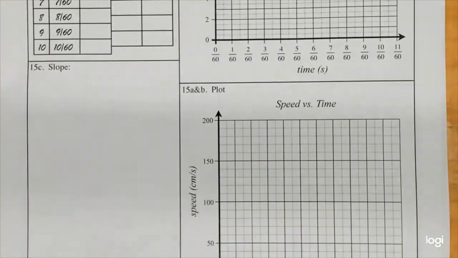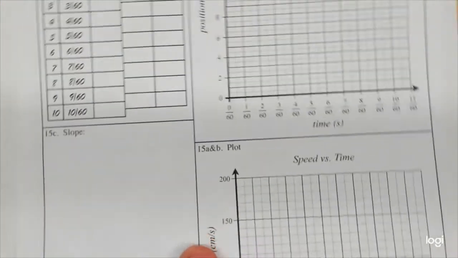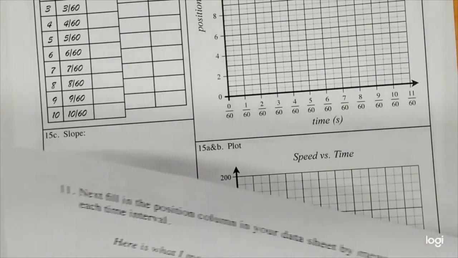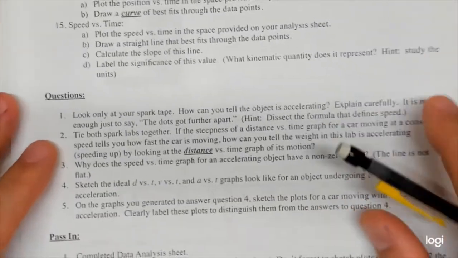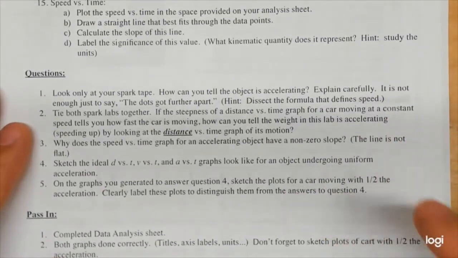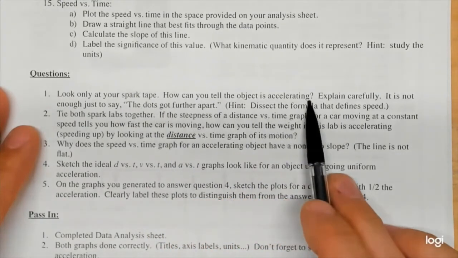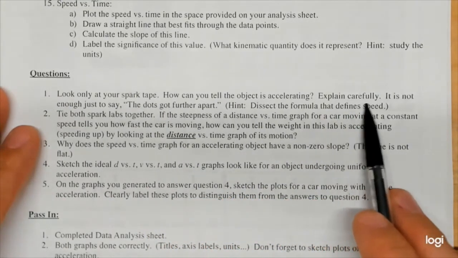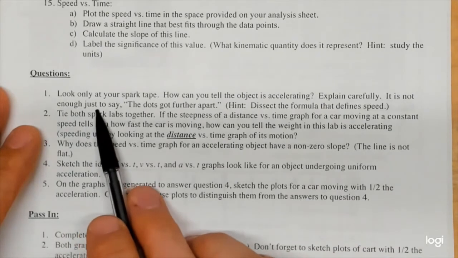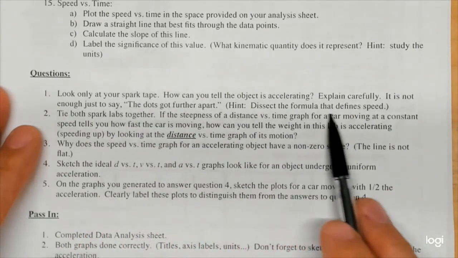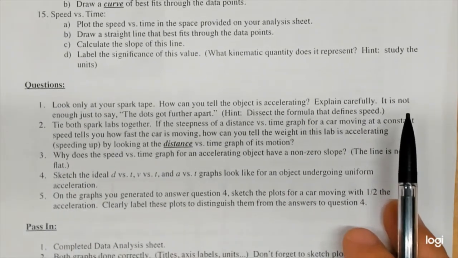And then finally, I just want to draw your attention to the questions at the end, which are very similar to Spark Lab 1 questions. Look only at your spark tape. How can you tell the object is accelerating? Explain carefully. It is not enough just to say the dots got further apart. Hint, dissect the formula that defines speed.